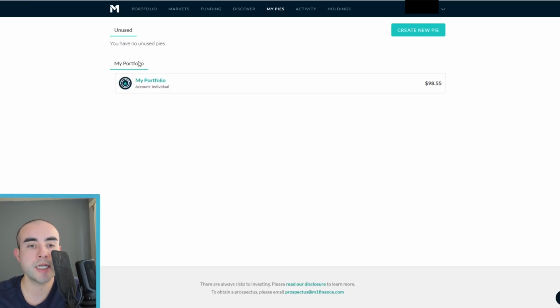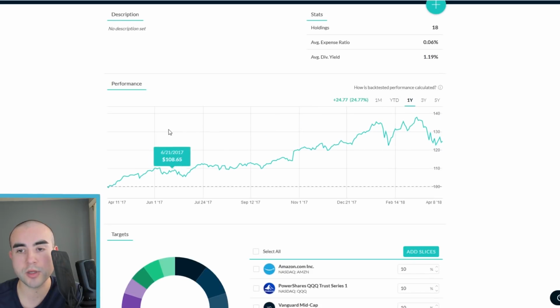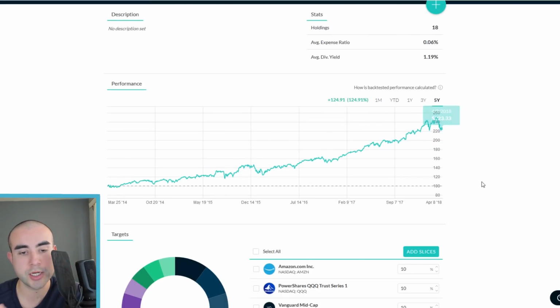This right here takes me to my main portfolio, which I showed you on the homepage. It shows you the current amount of holdings you have in that portfolio. I currently have 18 different investments in my portfolio, as well as the average dividend yield across all those investments and the average expense ratio. You can also see your performance on this portfolio. It gives you a projected performance, how your portfolio would perform over a year, 3 years, and 5 years as well. So that's pretty cool for projection purposes.